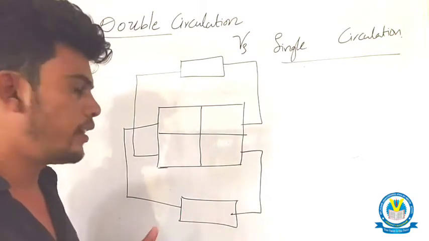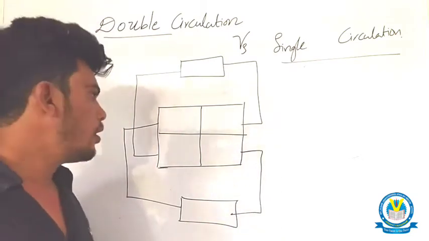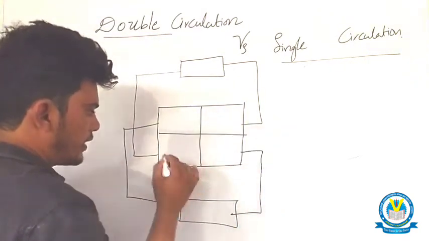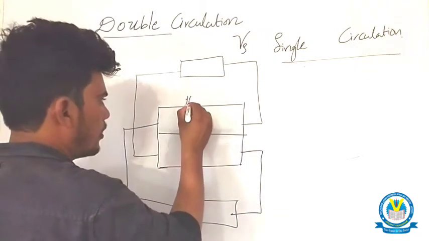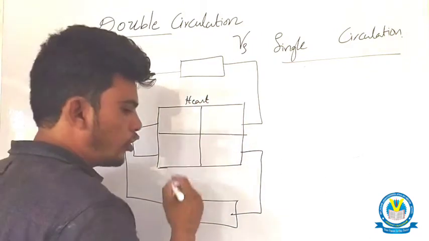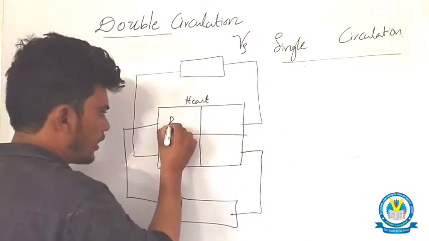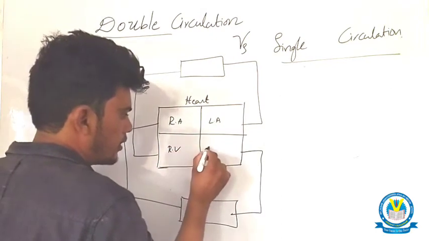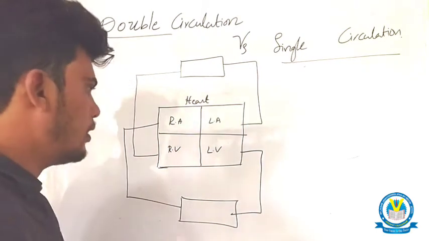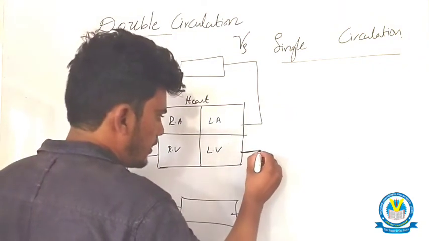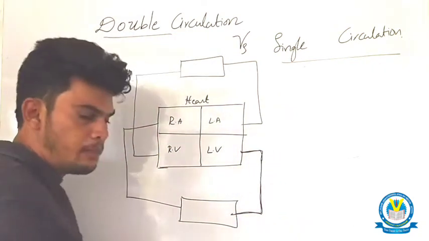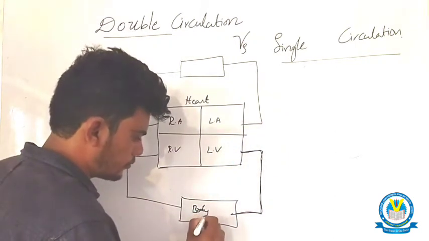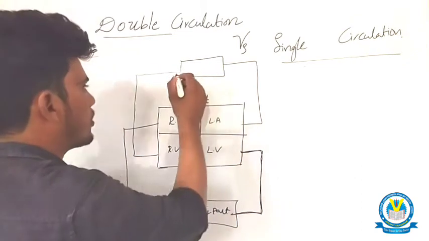Just look here, it is an imaginary rough diagram of the heart, lungs and body parts. This box indicates the heart. These are the four chambers of the heart. We know it is the right auricle, the left auricle, the right ventricle, and the left ventricle. Then this is the vessel which brings oxygenated blood to the body parts. This is the body part. And what about this box? It is the lungs.